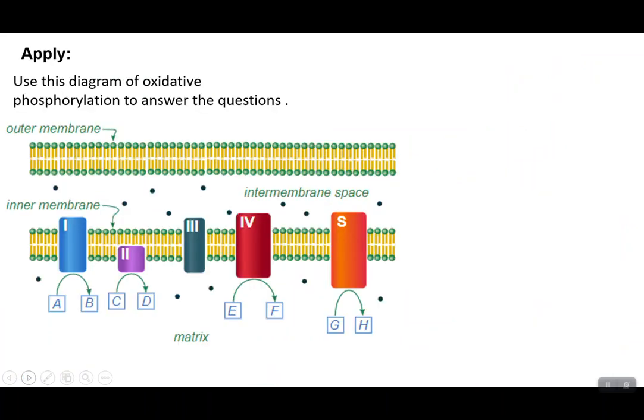All right, so let's apply all of the information we just discussed. We're going to apply it to this empty schematic in order to try to recall everything we just talked about. All right, so first let's orient ourselves. We see that we have the matrix down here. The outer membrane is this one here. So that means this is going to be my intermembrane space, and my inner membrane is where all of my complexes are embedded. So this is going to be my electron transport chain, complex 1 through 4. And then this last complex here, therefore, must be my ATP synthase enzyme.